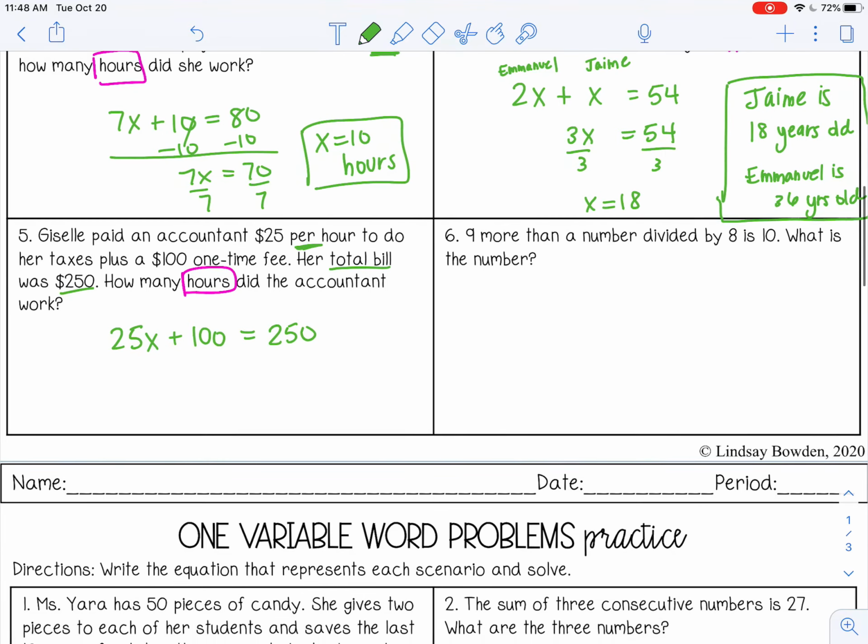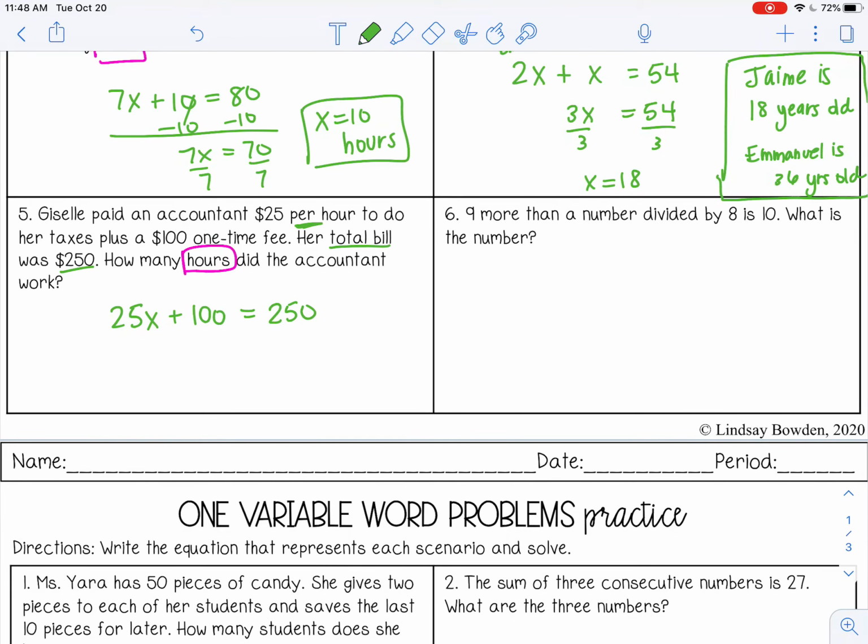So let's see how many hours she worked. So I can subtract 100 from both sides. That would give me 150, and then divided by 25. So x equals 6 hours.